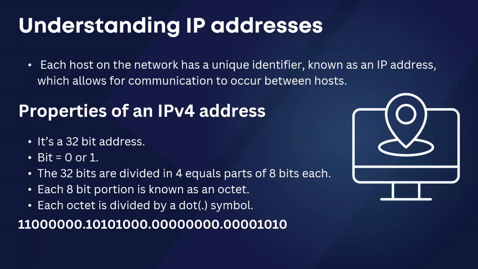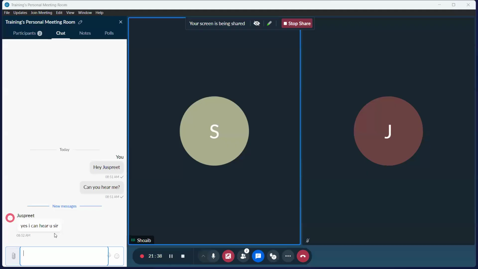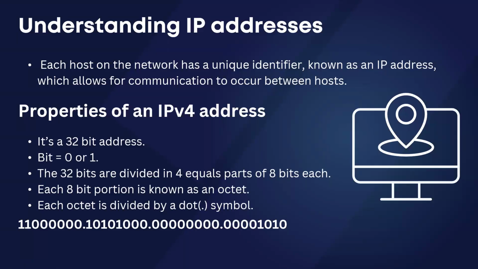Binary is two digits, zeros and ones. But we humans don't easily understand these binary numbers. What we regularly use and understand are decimal numbers, numbers from 0 to 9. So now I'm going to show you how to convert any binary number to a human readable decimal number.